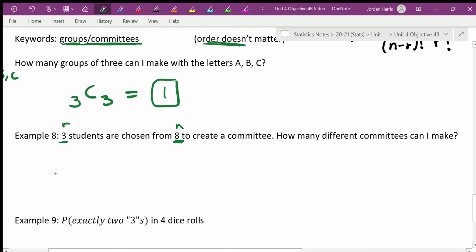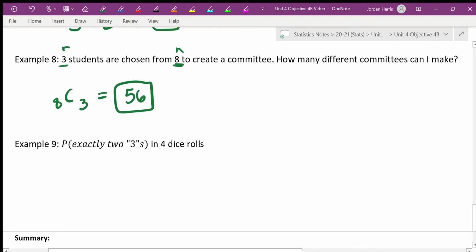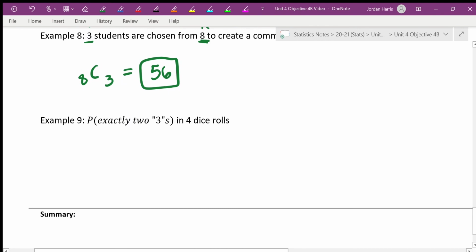So this is 8C3. I have 8 students, 3 spots to fill, and I get 56 different values. And remember, n is always the bigger number. If you flip these, if that's 3 in front and it's smaller than the other one, you made a mistake. The first number is always the bigger number. Sometimes they are the same, but if they're not, it's always bigger.